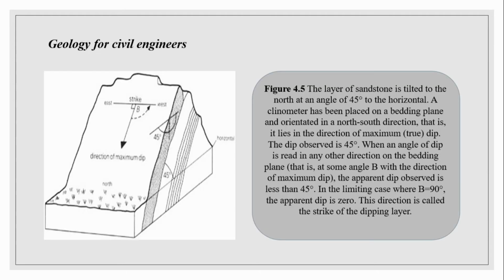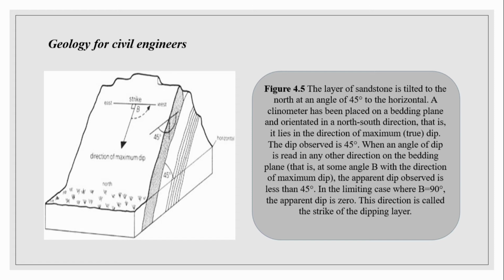So, as you can see in the picture, figure 4.5, this layer is a sandstone tilted to the north at an angle of 45 degrees to the horizontal, and the clinometer has been placed on a bedding plane and oriented in a north-south direction. That is a lie. I repeat, this is a lie.